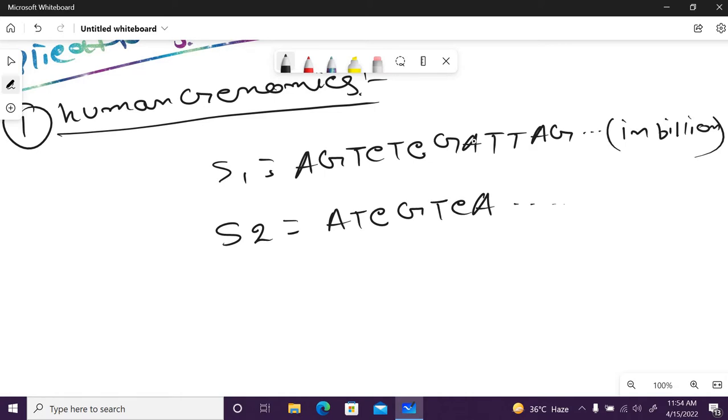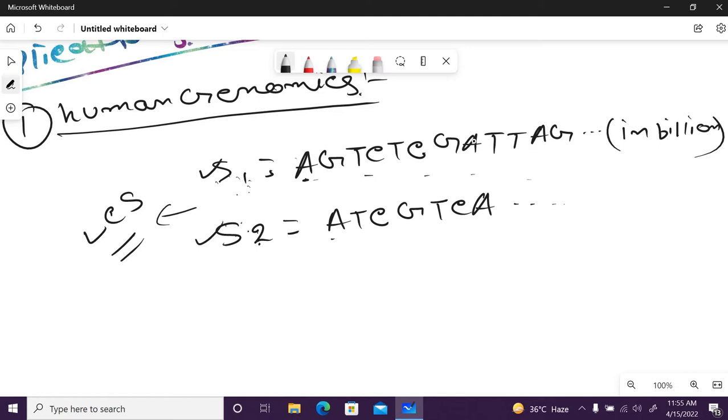If we have these two genomes, how can I find out whether these two genomes are equal? Then we have to solve it with the longest common subsequence problem. We have to find out what the longest common letters we can find here.